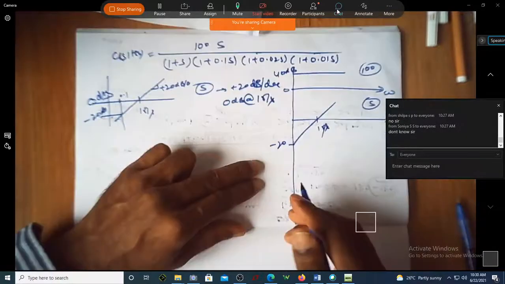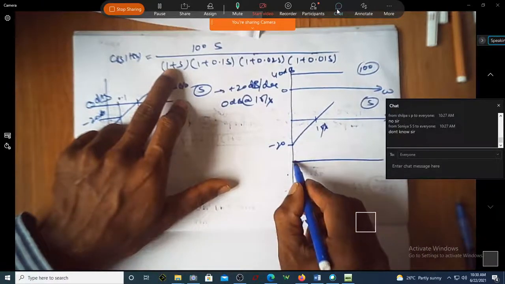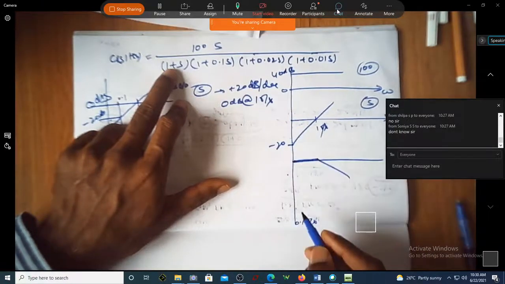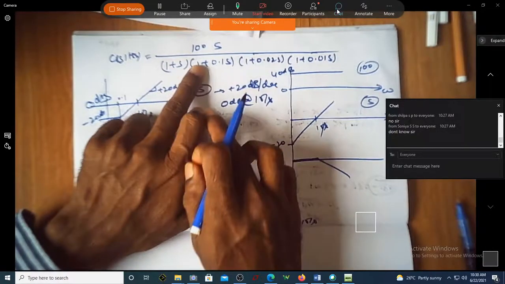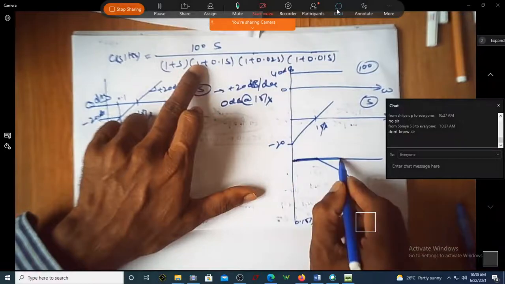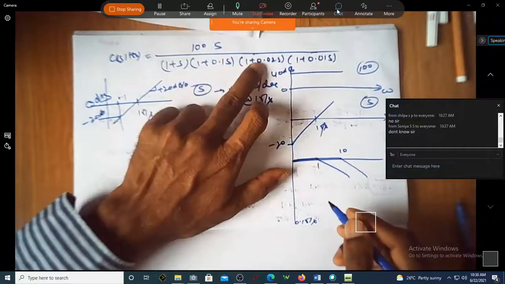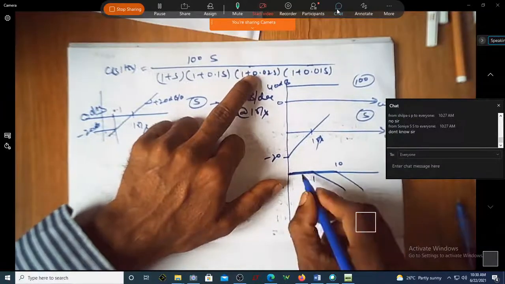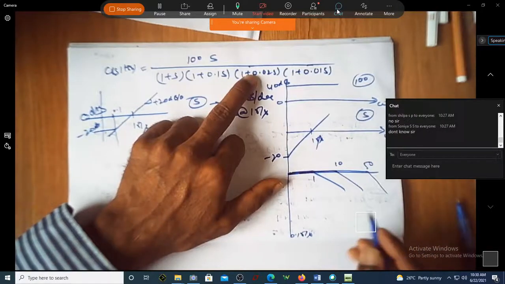Yes, sir. How about this term? Is it till here and then goes like this? Yes, sir. How about this? Suppose I write it simultaneously, is it this and this? Yes, sir. This is 1, this is 10. How about this? Is it not till 50 it is like this and then coming down? Yes, sir. How about this?